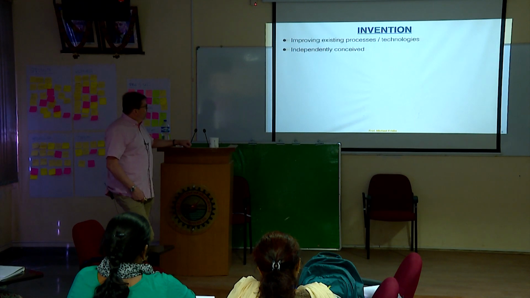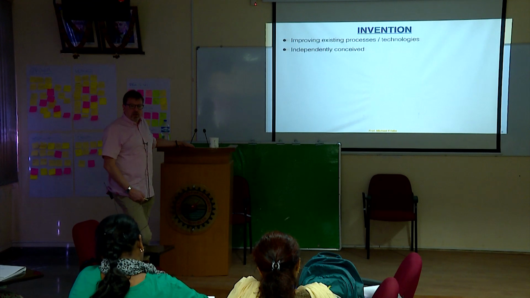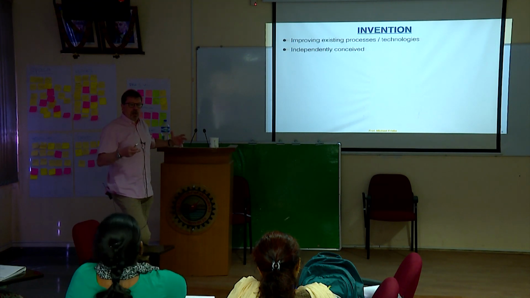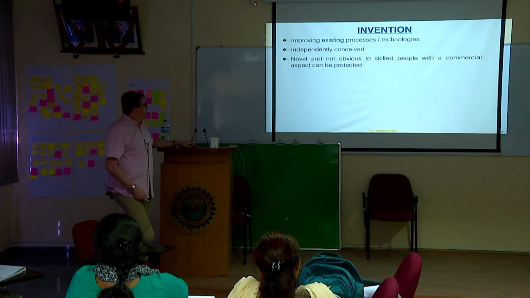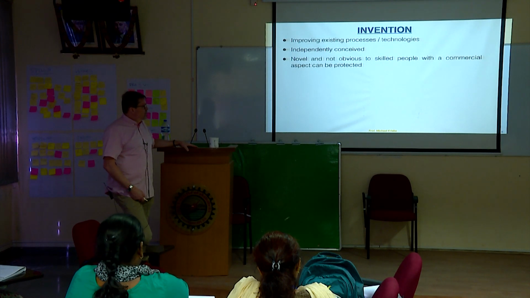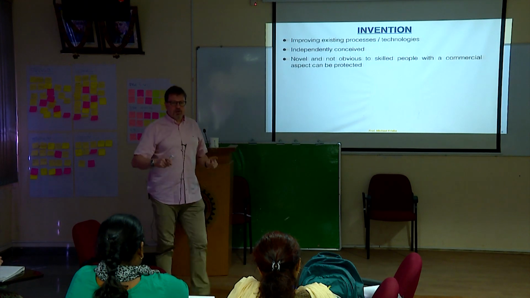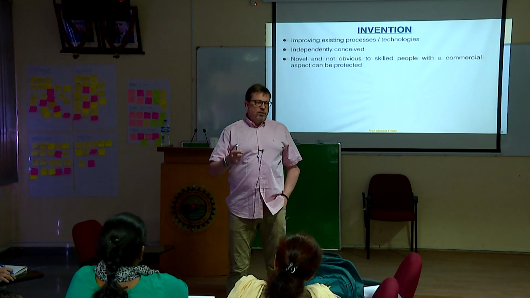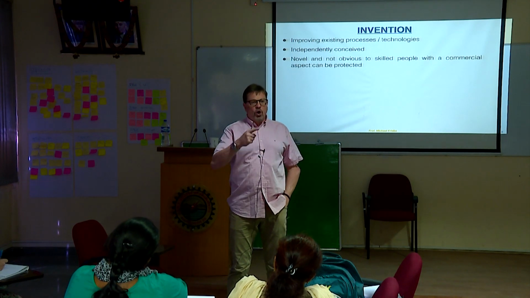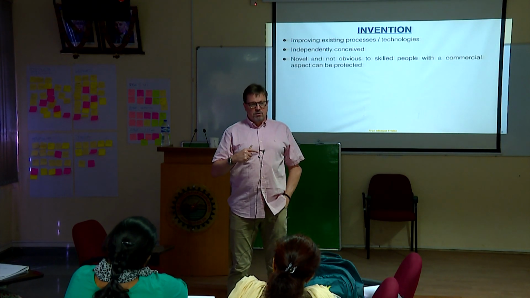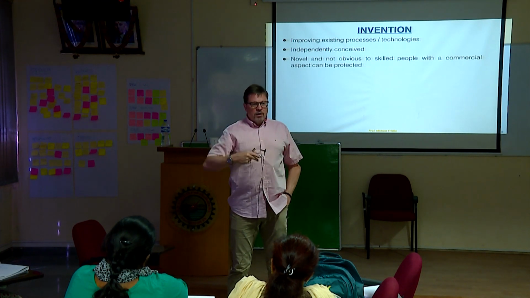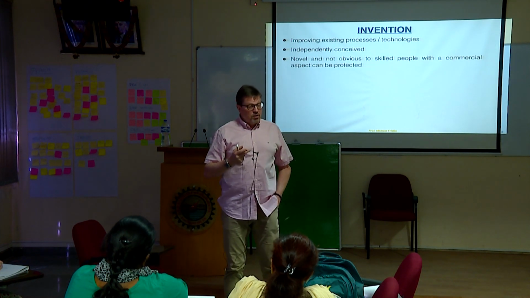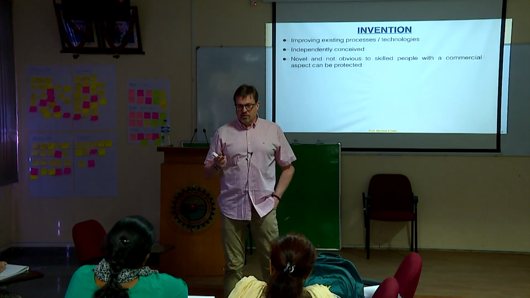So what is an invention? It's, for example, improving existing process technologies. That's clear, right? It should be independently conceived, which means you actually came up with that yourself. It should be novel and not obvious to skilled people, with a commercial asset, and that can't be protected otherwise. So not obvious. What they normally do is, when you have an engineering topic, they will have a patent examiner on there who also is an engineer. So it's an equal.